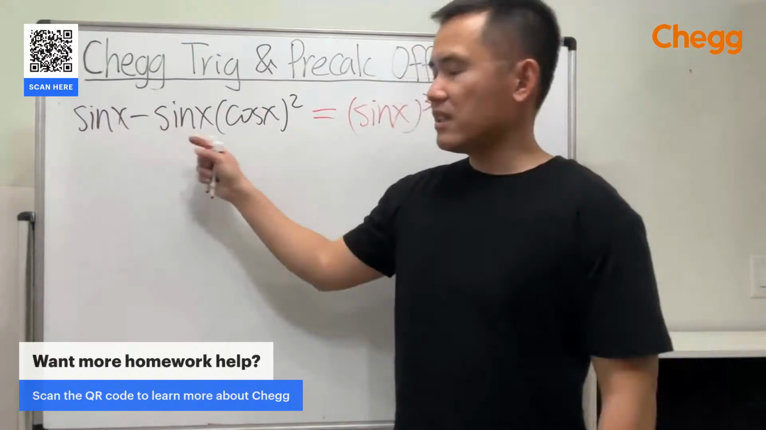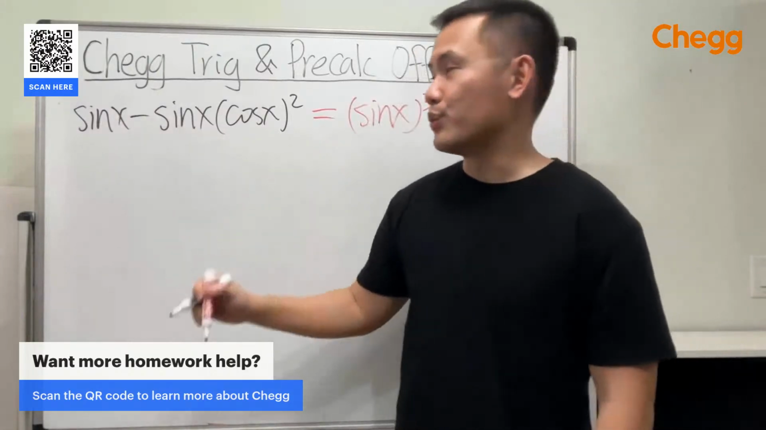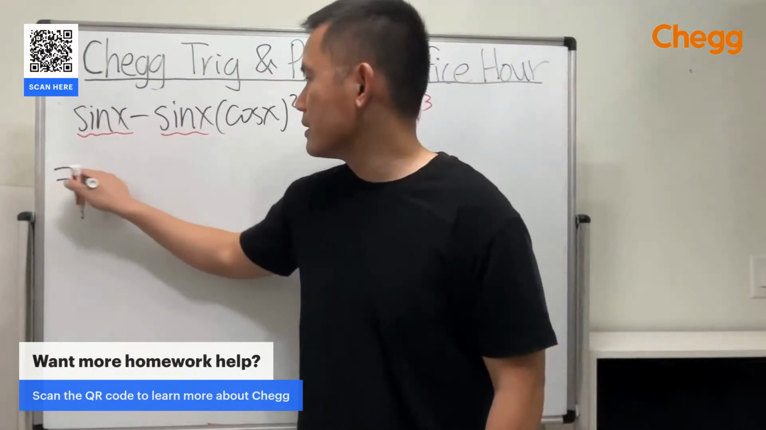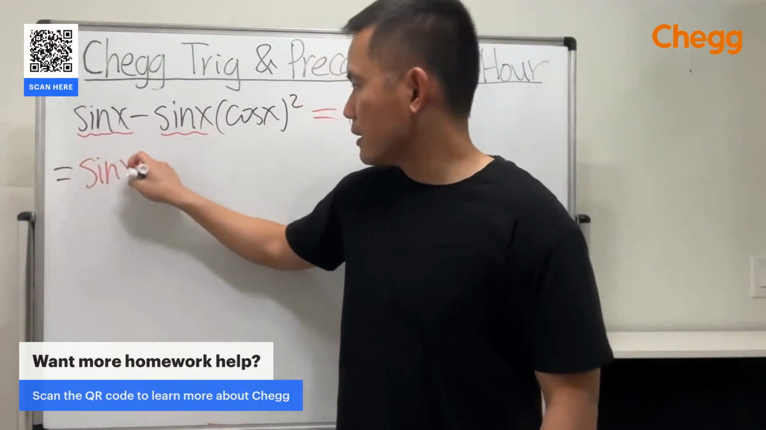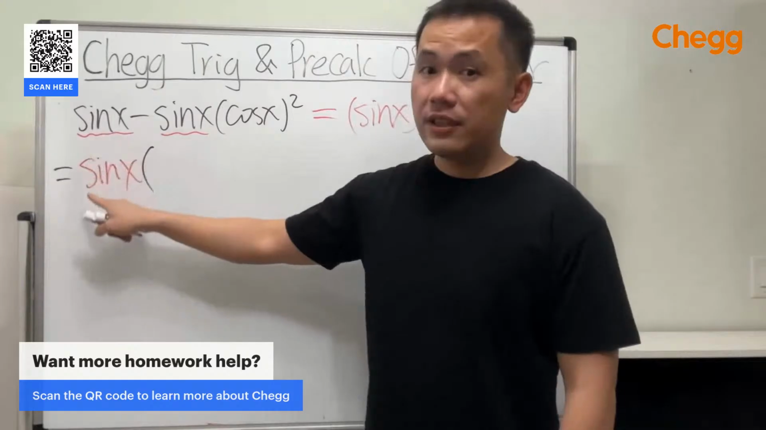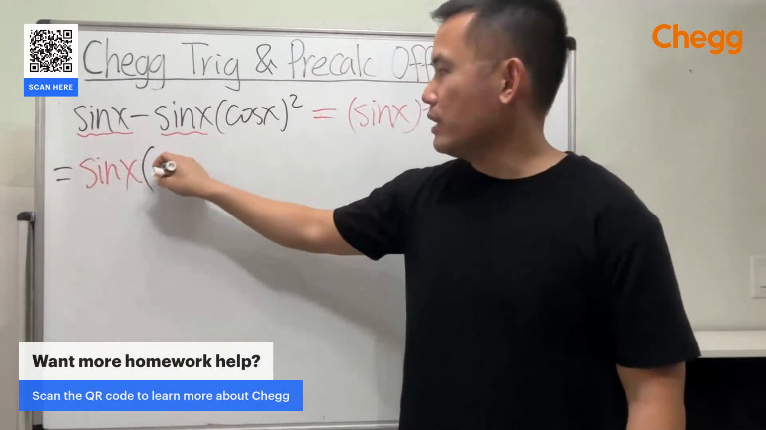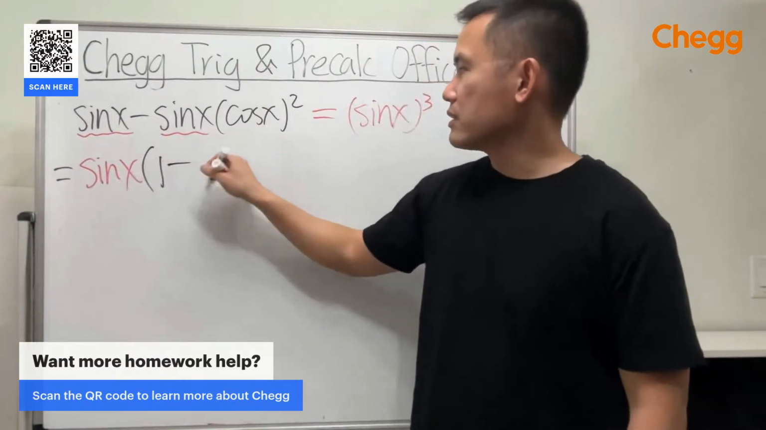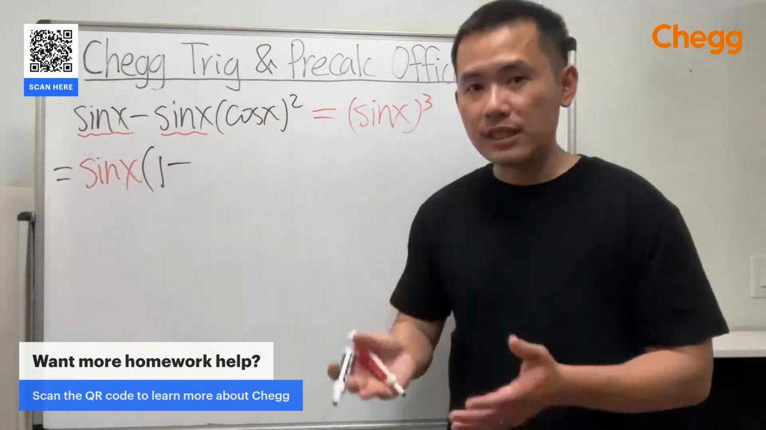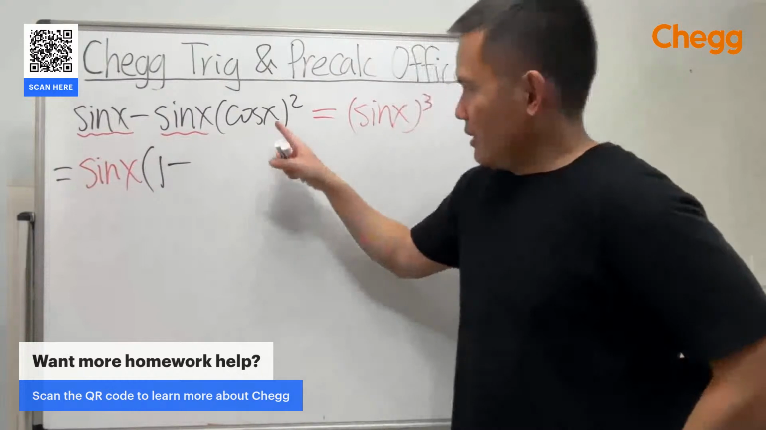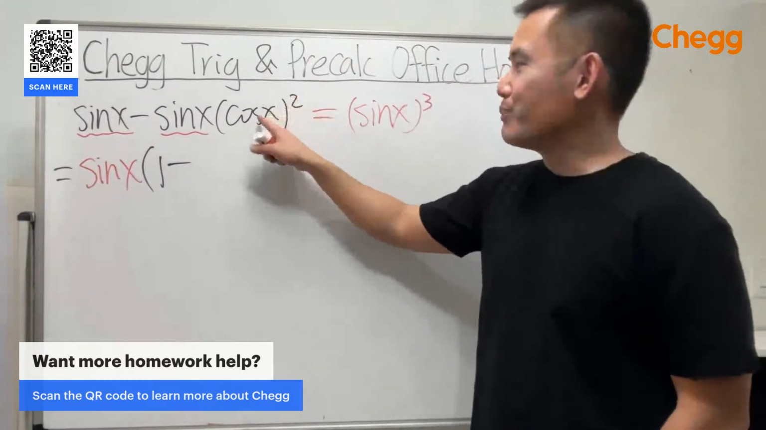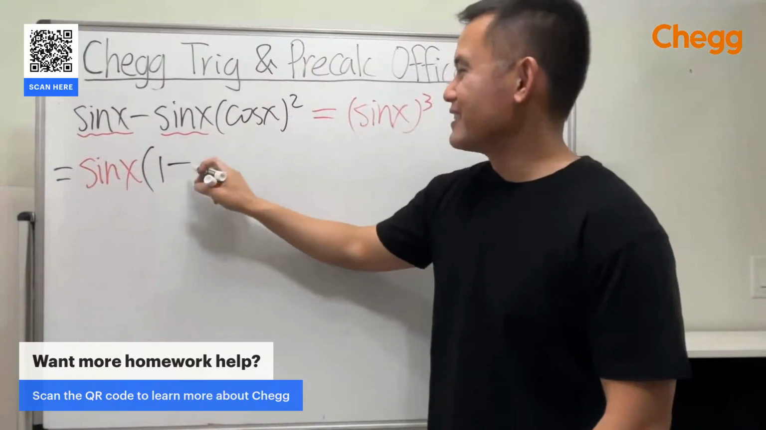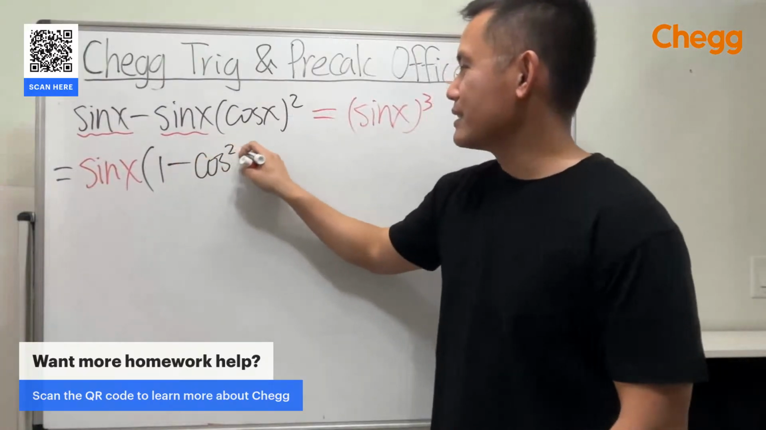Firstly, sine x, we can factor that out. So we will do that. So sine x divided by sine x, we have 1. So this is 1. Minus, we took this out already. So this right here is cosine x to the second power. We can put a 2 right here as in our discussion earlier. So 1 minus cosine squared x.